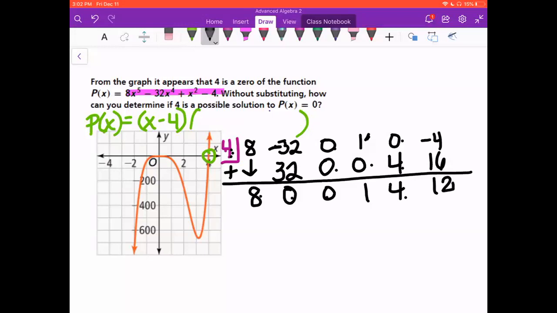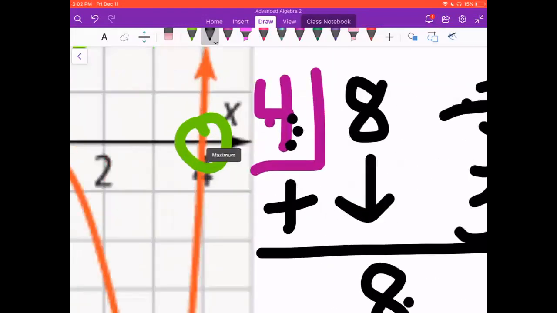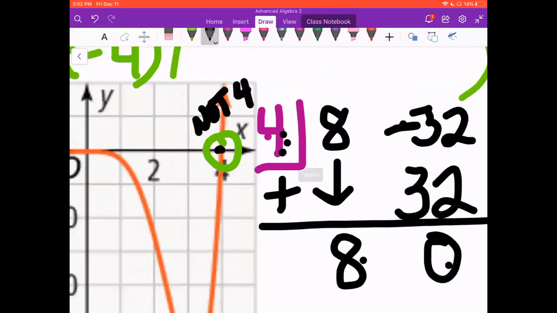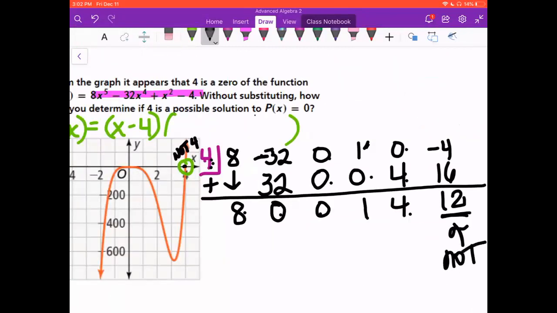So that means this point right here is not 4. It's probably really, really close, but it's not 4. Maybe like 3.999998, but it's not 4. And I know that because I did not get a 0 as my remainder. Okay, so that means I can't factor that way.